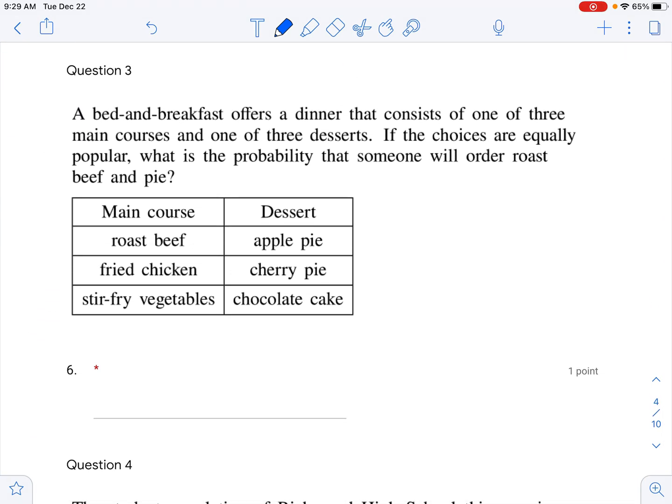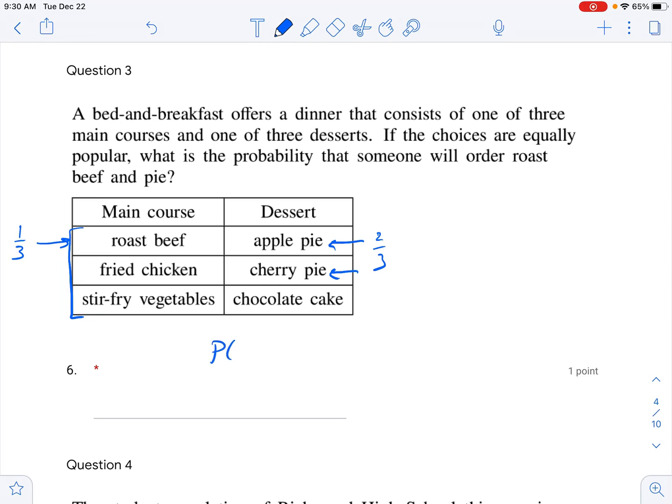All right, a bed and breakfast offers a dinner that consists of 1 of 3 main courses and 1 of 3 desserts. If choices are equally popular, what is the probability that someone will order roast beef and pie? All right, so looking at the main courses here, it looks like roast beef constitutes 1 out of 3 of those choices. And someone will order pie. Well, if we look at the desserts carefully, it looks like there's 2 types of pies out of the 3. So there's a 2/3 probability that someone will order pie.